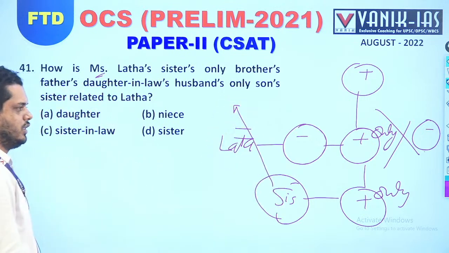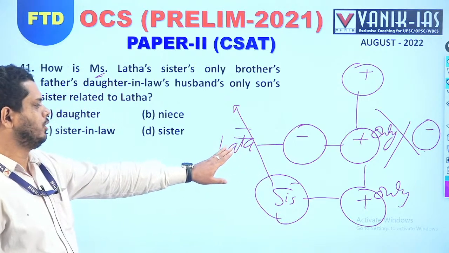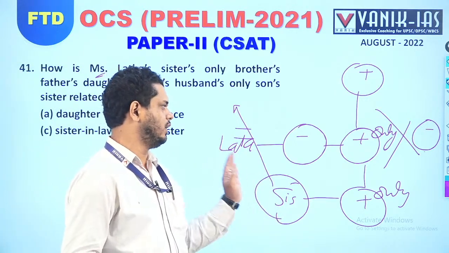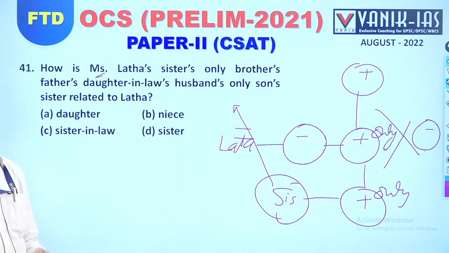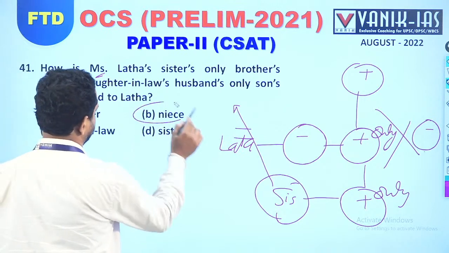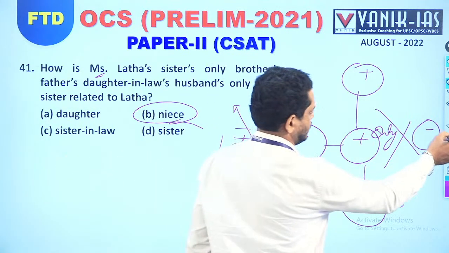It's so easy question ever. This person becomes niece of Lata because this person is daughter of Lata's brother. Brother's daughter is niece, and here it is answer. Very easy question, 41, and that is B. We'll move for the next question.